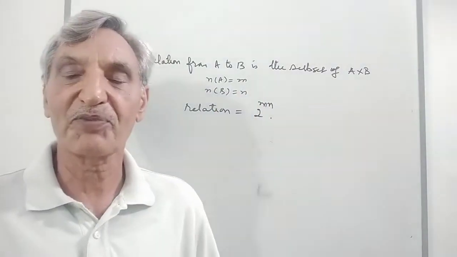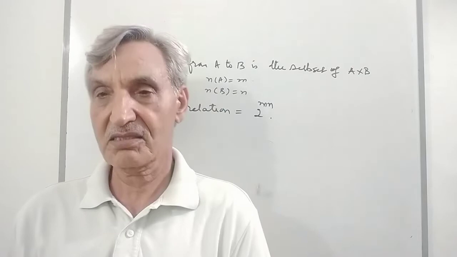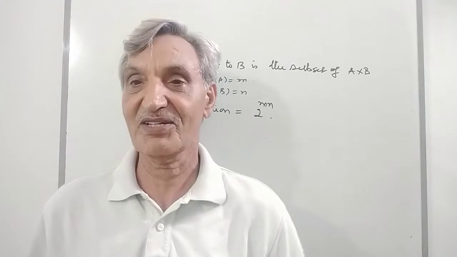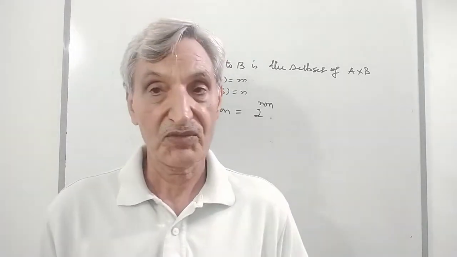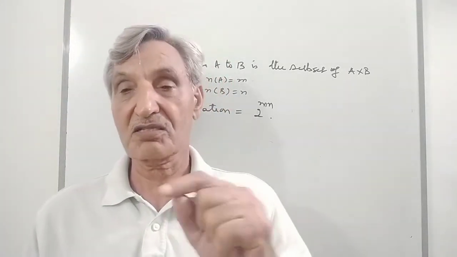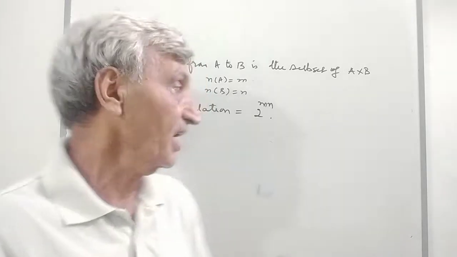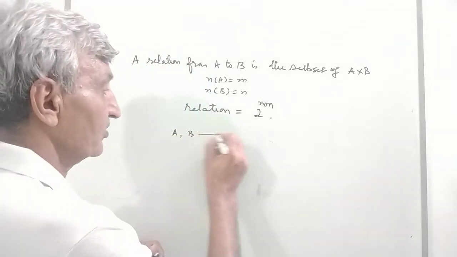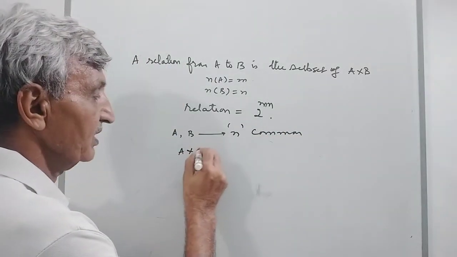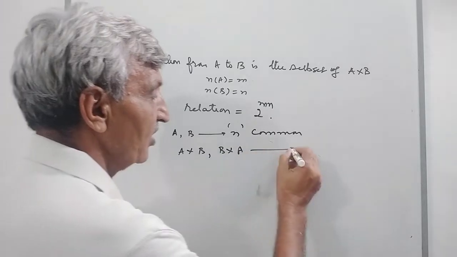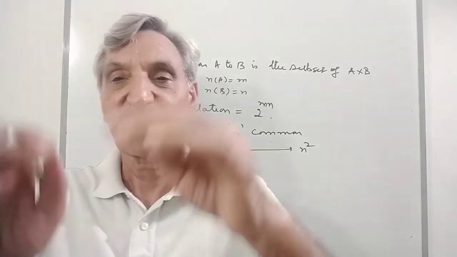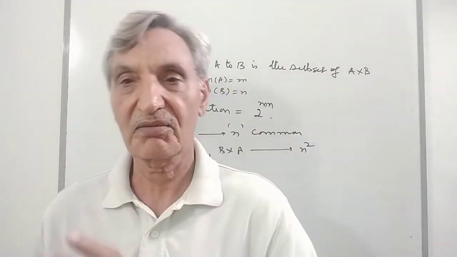How many relations are possible from A to B when set A contains m elements and B contains n elements? This is one thing. Another point I told you in my earlier video: if A cross B and B cross A have n elements common, then A cross B and B cross A have how many elements in common? The answer is n square, the total number of common elements between A cross B and B cross A.